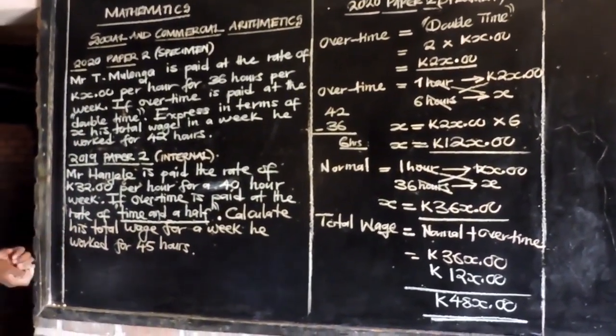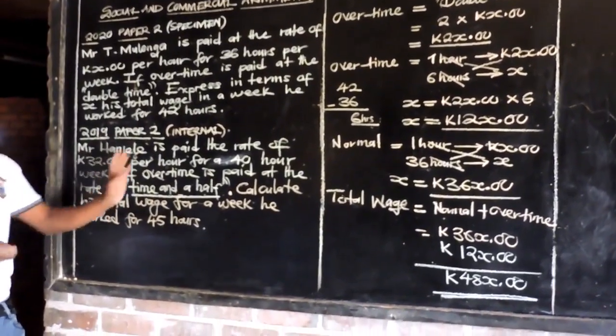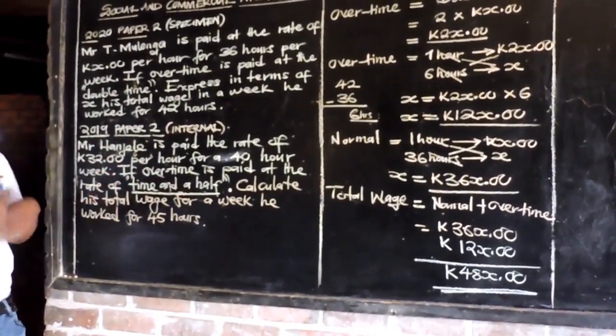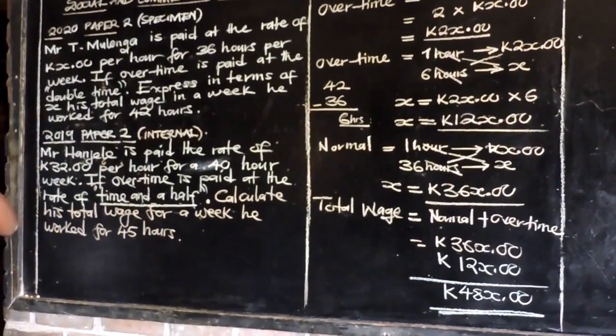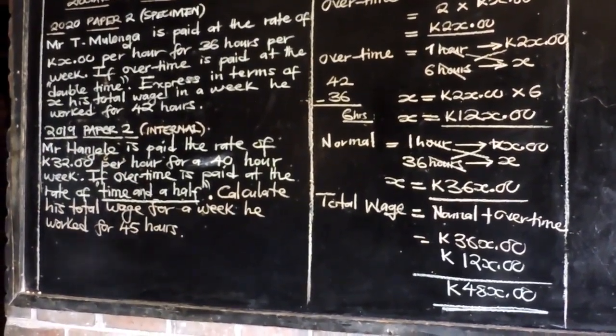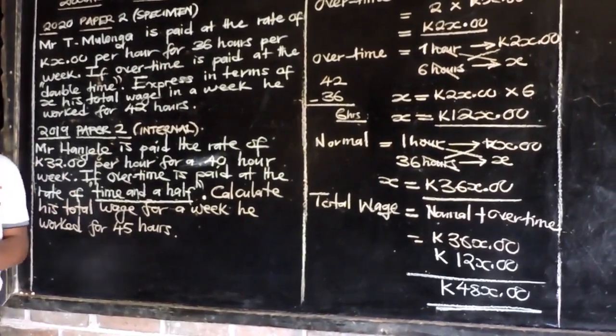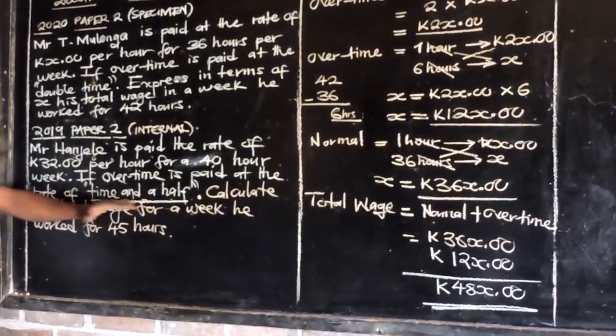Sometimes they may say double time, time and a quarter. Are we together, people? That's what they usually use. So when they say time and a half, you need to know. When they say double time, you need to know it. When they say time and a quarter, you're supposed to know it. So this point is very, very important, guys.